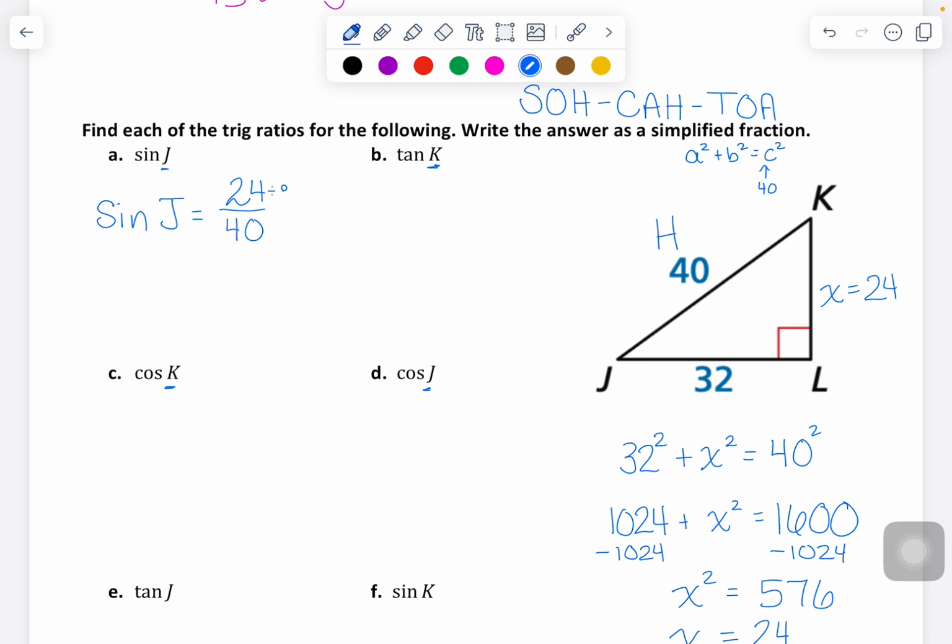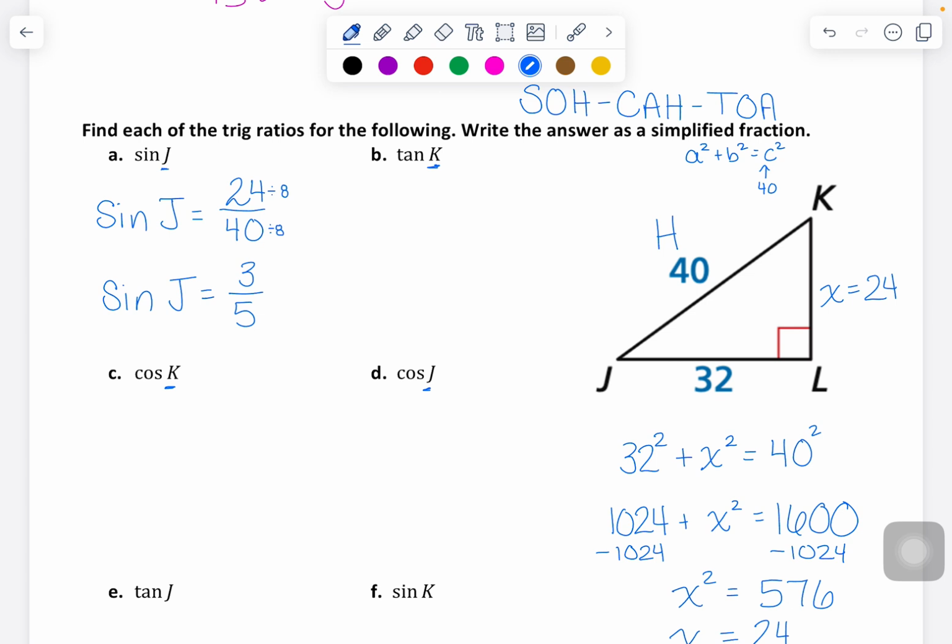If you don't recognize that right away, if you recognized it divided by 2, you would have gotten 12 over 20, and then you should have recognized it divided by 2 again, which you would have gotten 6 over 10, and then you should have recognized it divides by 2 again, which would bring you to the fact that sine of J is equal to 3 over 5. Thankfully, if I recognize that those ones divide by 8, then most likely all of them divide by 8. And if you check on 32, it does divide by 8 as well.